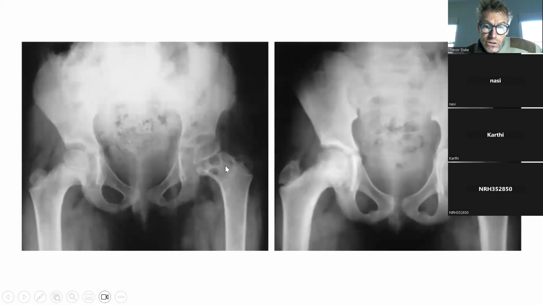Here's just another child who had TB arthritis of the hip, again a common location for TB arthritis. What you can see is the cystic change in the metaphysis of the femur. So this is the epiphysis, and this is the metaphysis here in the femoral head, and you can see these cysts there. Again, this is quite characteristic of TB. So if you see those changes, think about whether this could be TB arthritis.